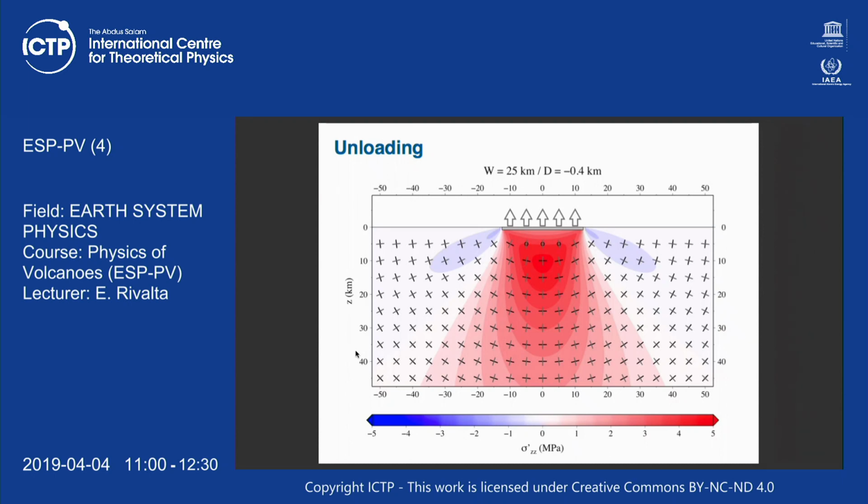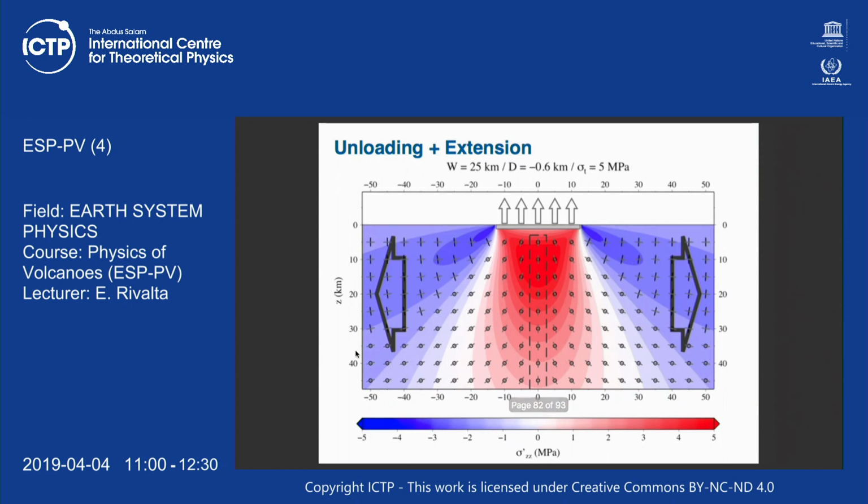However, if you simulate it in this way, you will have that all the stress is bent like this. Instead of being like this, they become like this. So sigma 1 rotates, and you will have the same pattern that we saw in the caldera. And if you add some extension, because in continental rifts you have extensional stresses, then this is going to be your pattern.